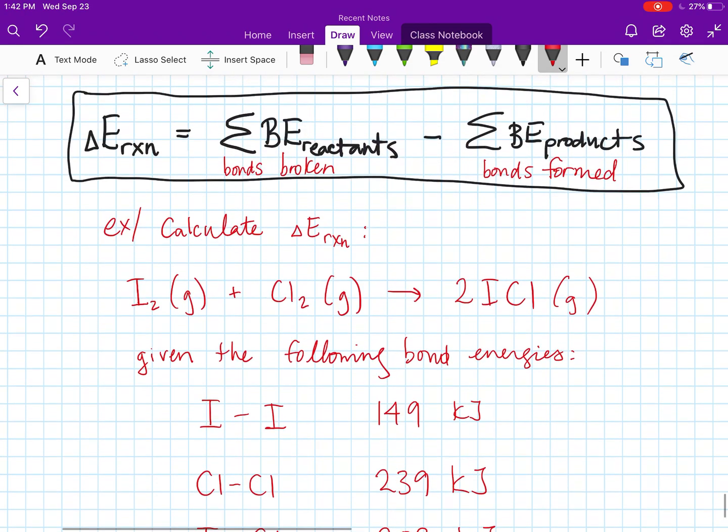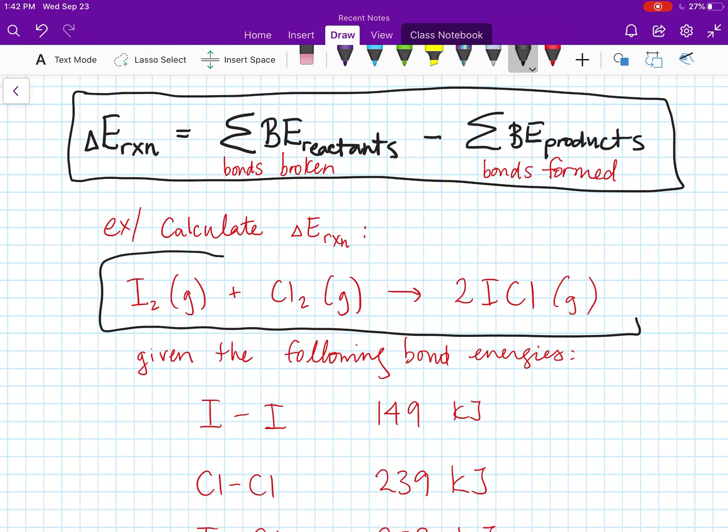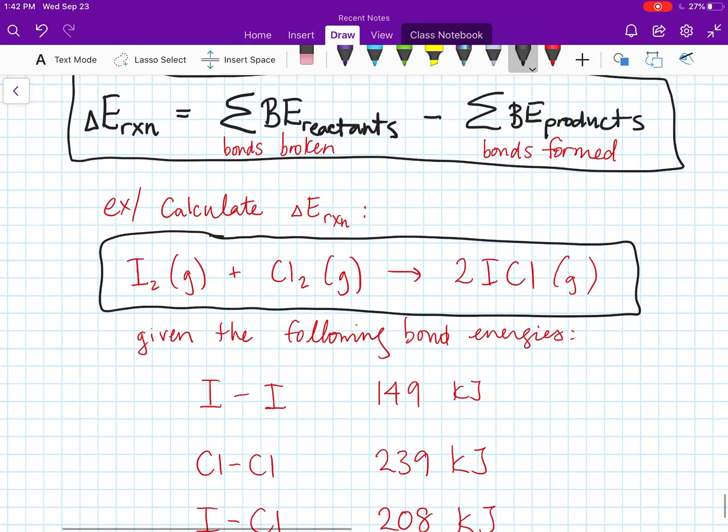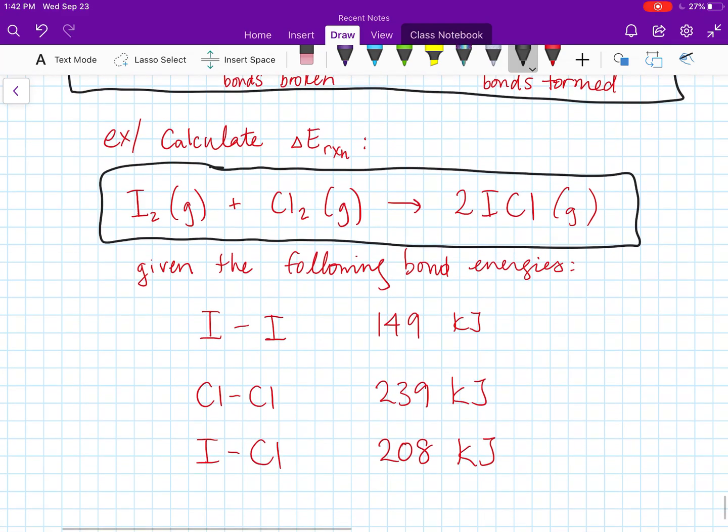Let's do an example. Calculate the change in energy for this chemical reaction. I2 plus Cl2 gives 2 ICl. So diatomic iodine plus diatomic chlorine give 2 iodine monochlorides in the gas phase. We want to figure out what the delta E for that reaction is given the following bond energies.